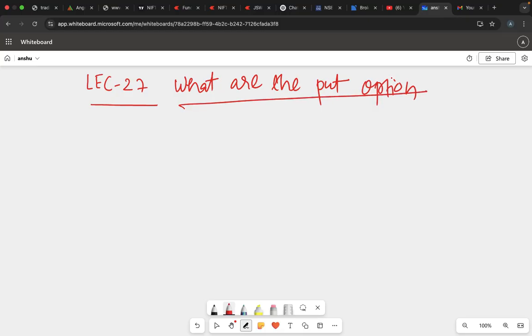Guys, you already know about the option market. Already I have discussed what a call option is, but right now I am going to discuss what a put option is.